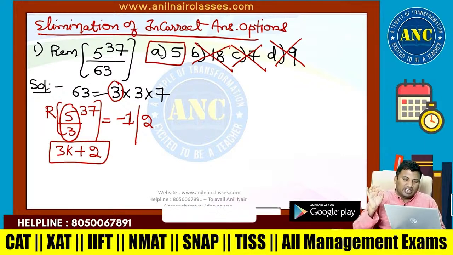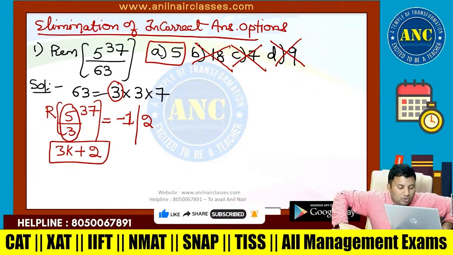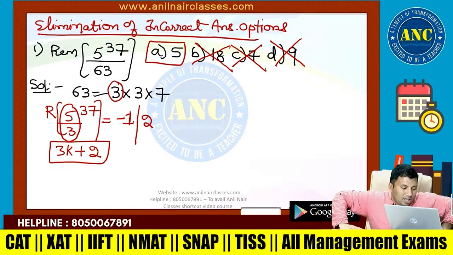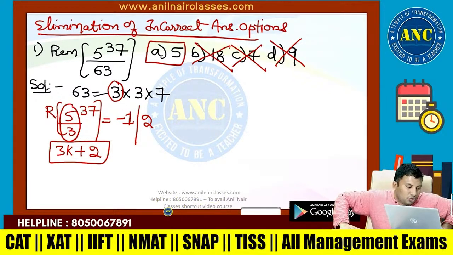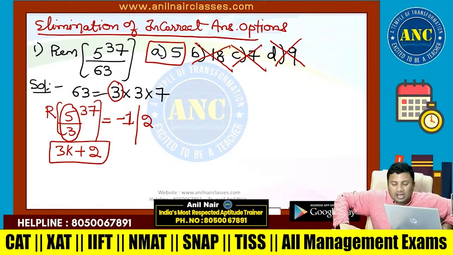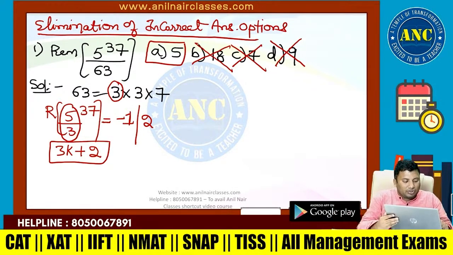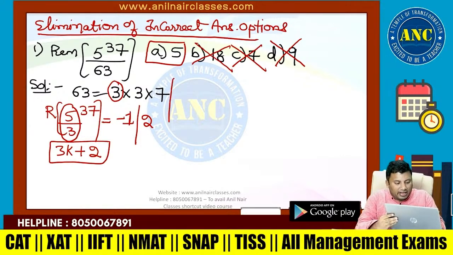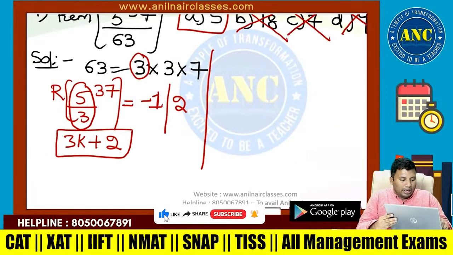5 power 37 divided by 63. To get 63, first it should be of the form 3 into 3 into 7. So check with 3. 5 divided by 3: 3 twos are 6, minus 1. Minus 1 power odd is minus 1. Positive remainder is 2. The answer when divided by 3 should give a remainder 2.